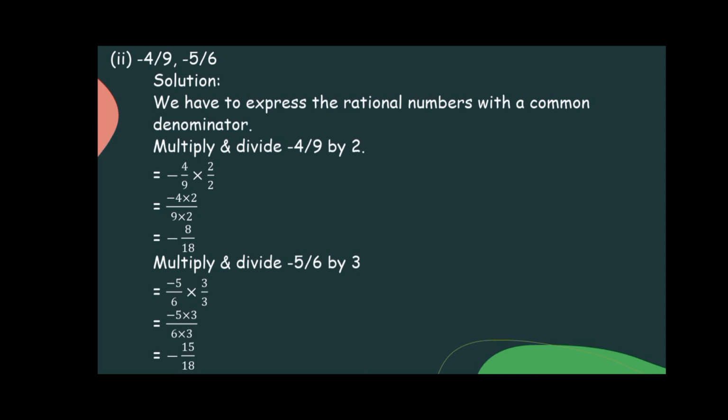Now multiply this numerator by numerator, which is minus 4 into 2. Multiply this denominator by denominator, which is 9 multiplied by 2. Now minus 4 into 2 equals minus 8, upon 9 into 2 equals 18.